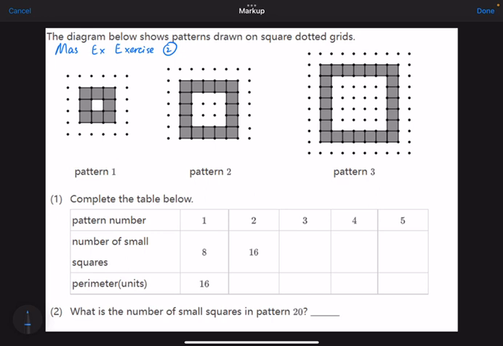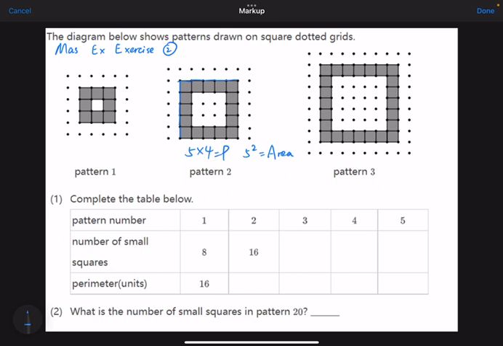For pattern 2, we have 16 small squares, that's already given. We want to find the perimeter in units. We first look at the large square, which is 1, 2, 3, 4, 5. Be careful here. You've been learning lots of perimeters and areas recently, and it's easy for students to mix them up. To find the perimeter of the outer large square, we do 5 times 4 instead of 5 squared. 5 squared gives us the area. 5 times 4 is the perimeter.